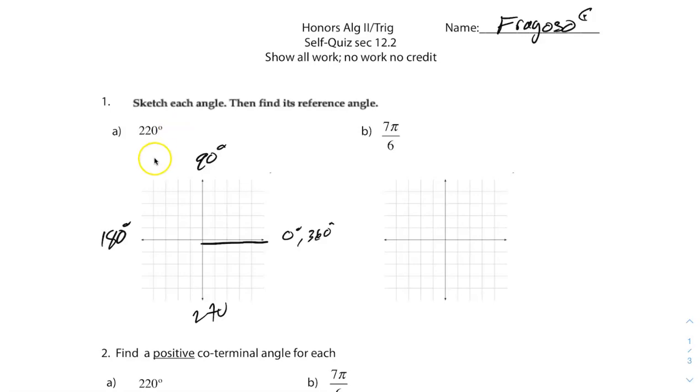Now remember, all I care about is getting it in the right quadrant. So 220 should be between 180 and 270, so in the third quadrant. Somewhere right here should be 220. So that angle there would be about 220.